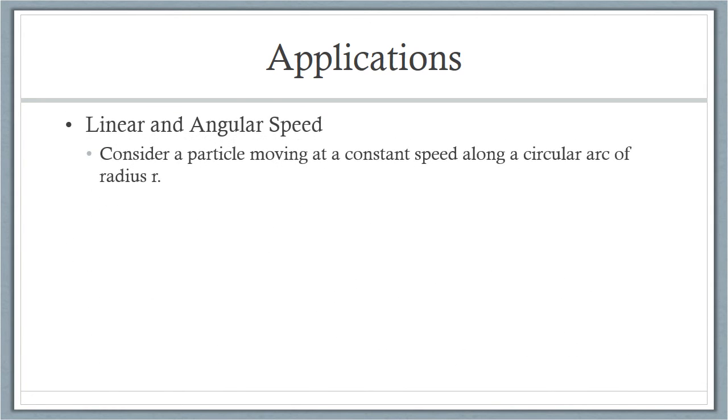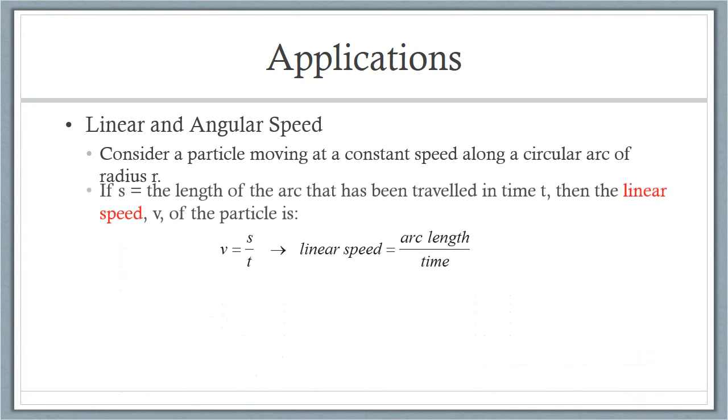Okay, let's talk about some more applications of angles and radians and all that good stuff. First of all, linear and angular speed. Consider a particle moving at a constant speed along a circular arc of radius r. Maybe picture a circular toy car track with a remote control car going around it at a constant speed.